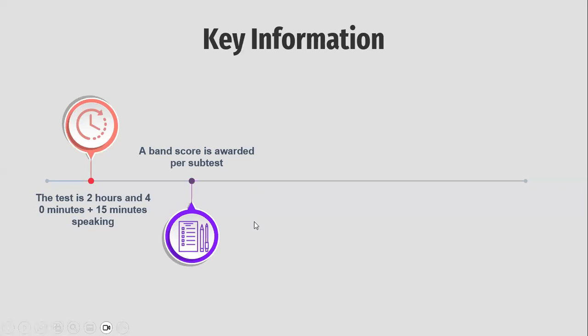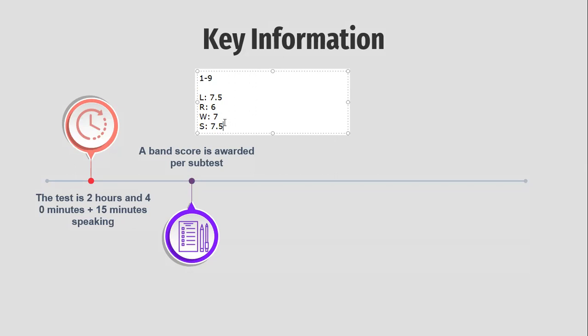Also, you need to keep in mind that the score is awarded per subtest, which means, for example, the test is out of 9. So the final mark you're going to get is out of 9, from 1 to 9. In each skill, they're going to ask, for example, in the listening, how much did I get? Let's say 7.5. Then in reading, let's say 6. In writing, I got 7. And in speaking, I got 7, or let's say 7.5.